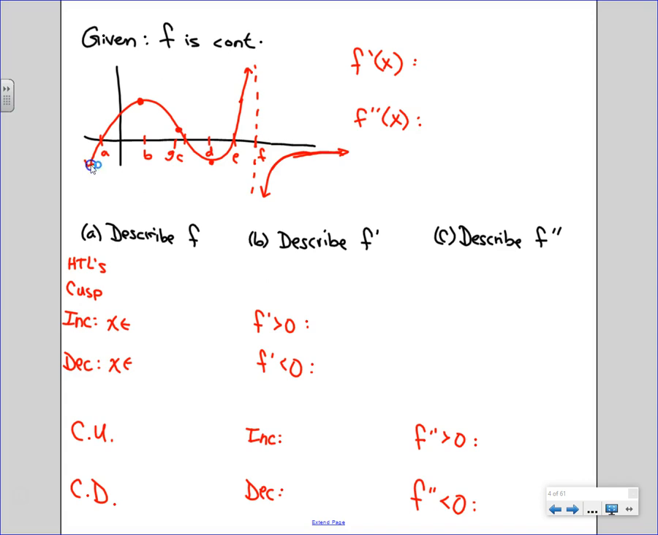Change this to domain. Yes, this is the graph of f.